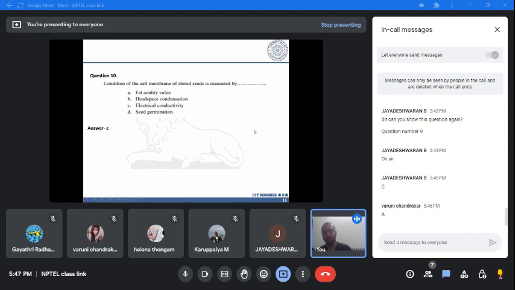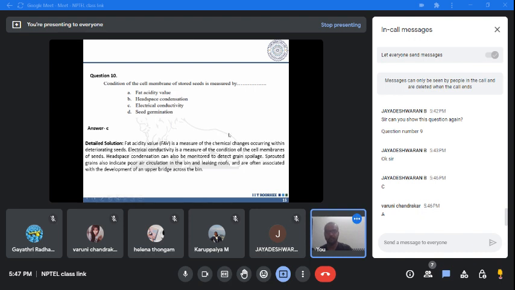Okay, so the answer is C, electrical conductivity. So the detailed solution: fat acidity value is a measure of the chemical changes occurring within the deteriorating seeds. So fat acidity value is not the correct answer. Electrical conductivity is a measure of the condition of cell membrane of the seed. Headspace condensation can also be monitored to detect grain spoilage. Sprouted grain also indicates poor circulation in the bin, and leaking roofs are often associated with the development of upper bridge across the bin.